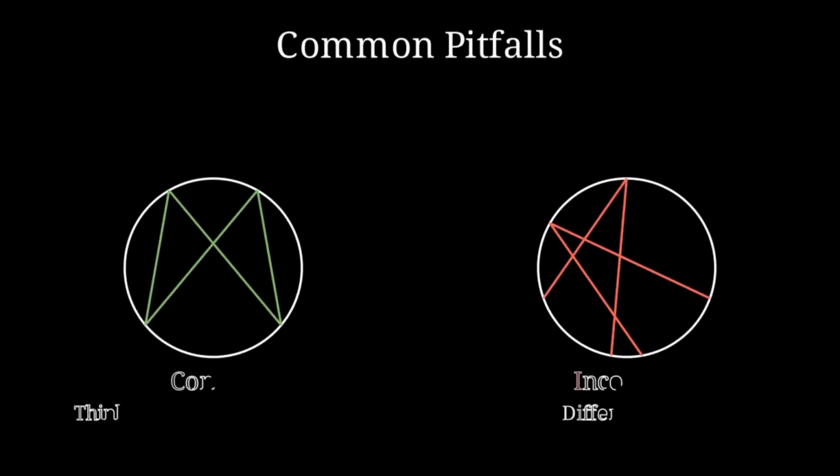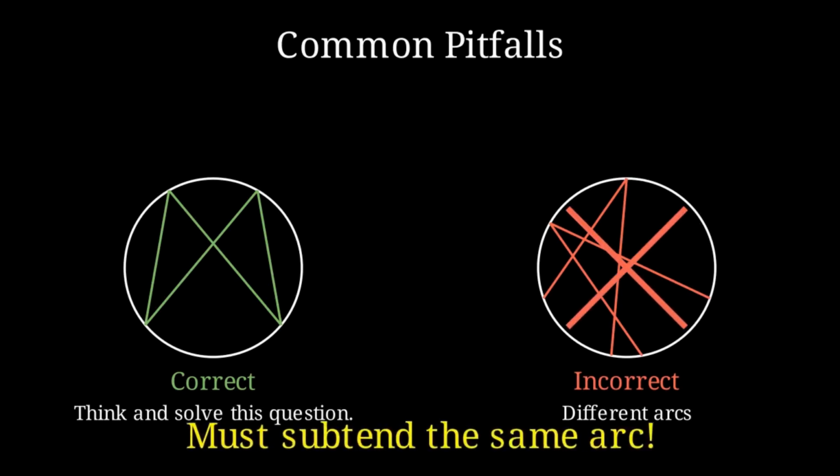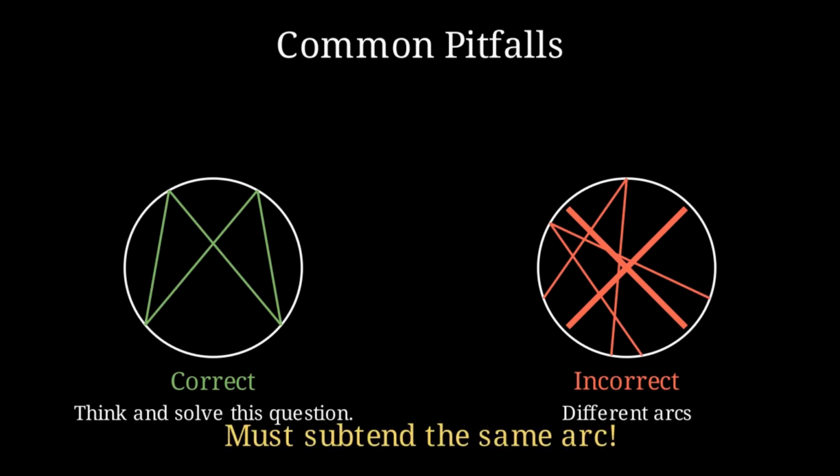A common mistake is applying this rule to angles that don't share the same arc. Always trace the lines back to the circumference. If the end points of the angles don't match on the arc, the relationship doesn't apply.